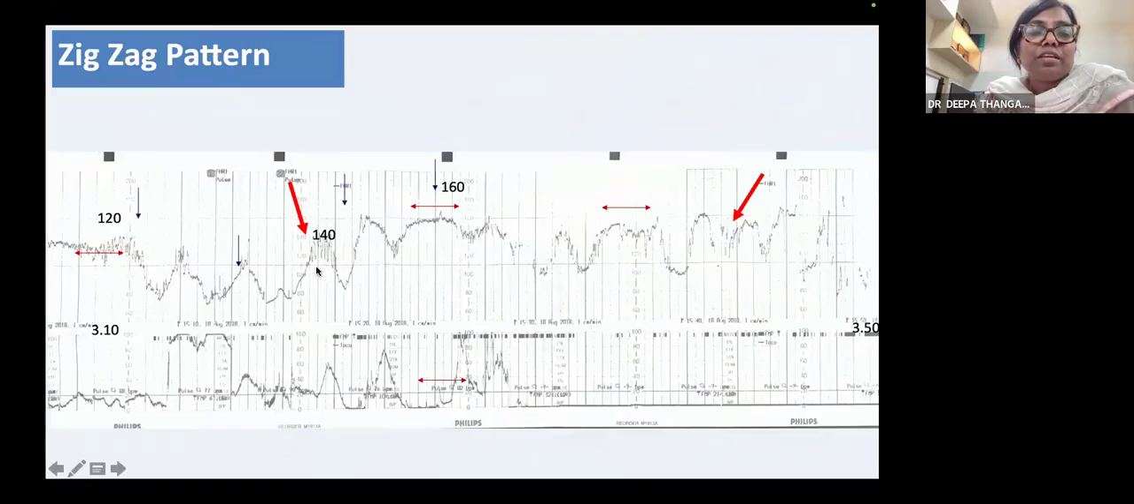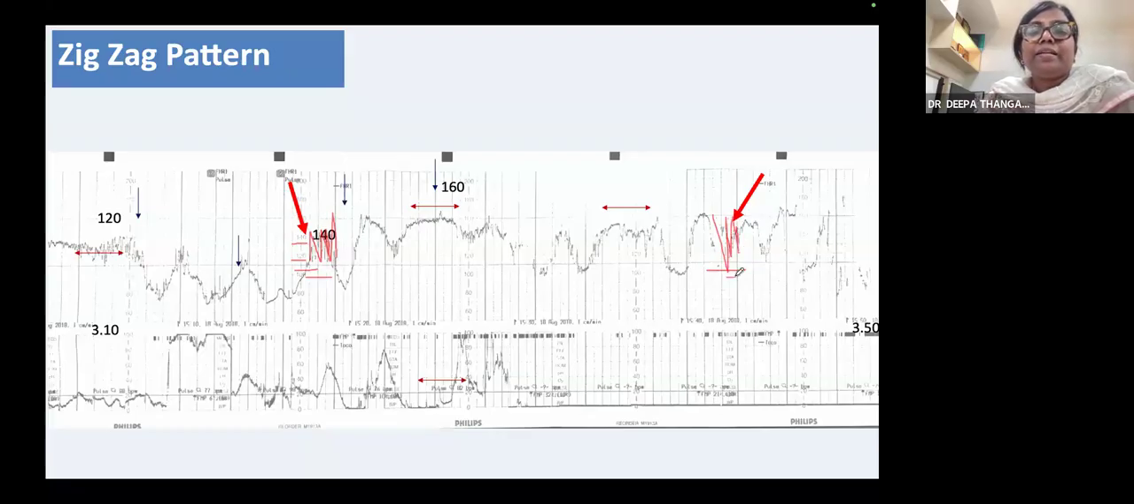See, I said, here if you see, this is called zigzag pattern. It's a minor version of the saltatory pattern. Here it's 150, it's 120, almost like 100, so it goes up to that. More than 25 beats is coming, going. Here also, the beats are coming, going, coming, going. This is called zigzag pattern.